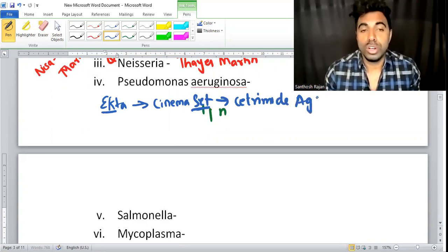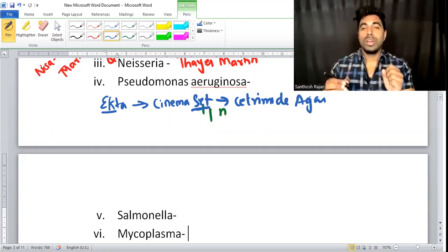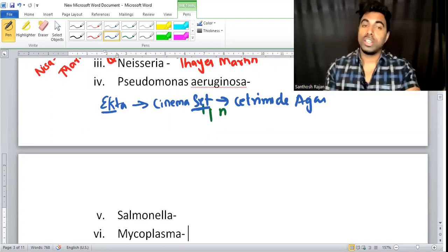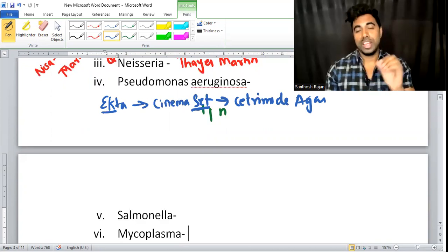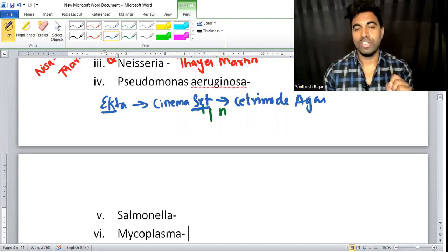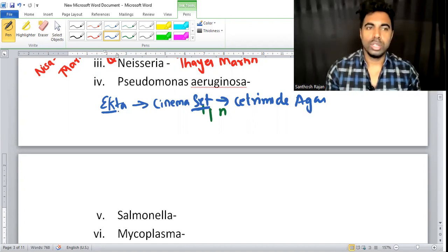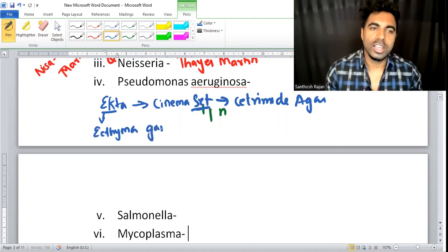See, Pseudomonas aeruginosa is one of the dangerous organisms. This is the only bacteria that can grow in the disinfectant itself. Cetrimide is an antiseptic disinfectant to kill bacteria, but Pseudomonas is so smart, it can grow on the cetrimide itself. You understand? That's the reason. That's why it forms biofilm, it has the capsule, alginate coat, everything to survive in this type of environment. Cetrimide agar. Okay, so cinema set. And why again and again Ecta? Again a question, ecthyma gangrenosum is caused by Pseudomonas aeruginosa. Got it.